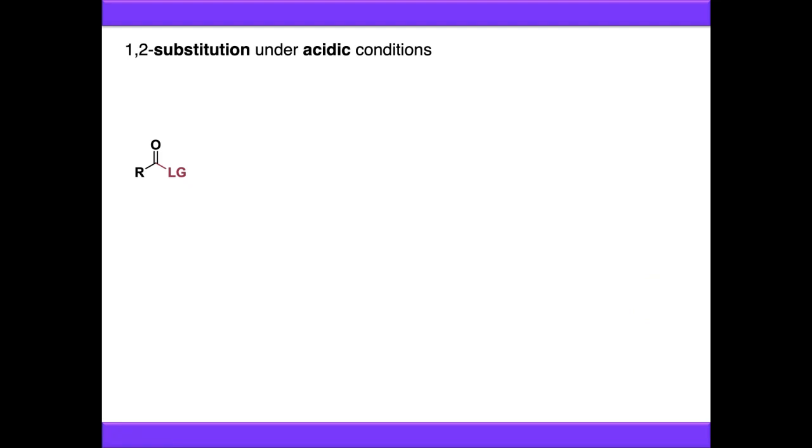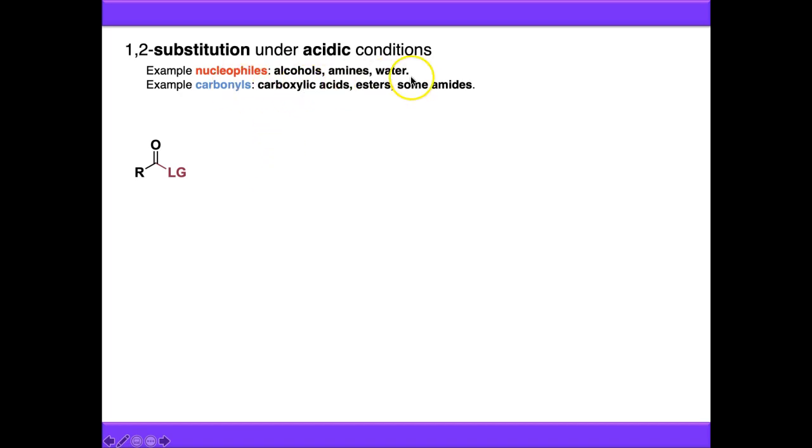So we can also do 1,2 substitution under acidic conditions, and generally this applies to carbonyl compounds where the leaving group isn't great, and we need to encourage the leaving group to leave to become a better leaving group by protonation. So example nucleophiles are much the same as we had previously, but now we're looking at carbonyl compounds like carboxylic acids, esters, and occasionally some amides, where you've got a group here which is potentially a good leaving group, but not until it's been protonated.